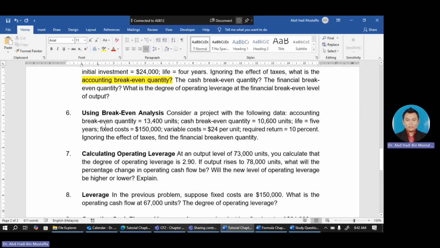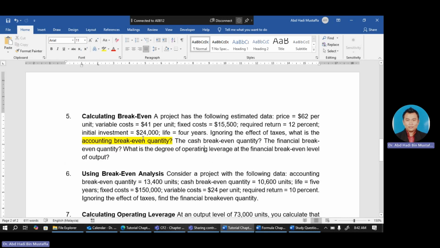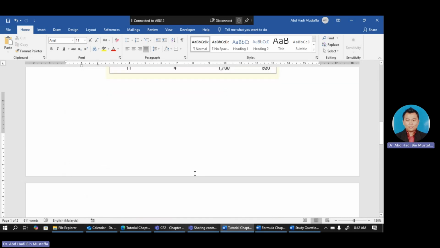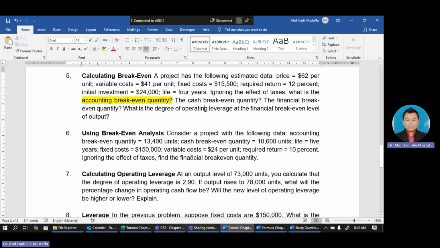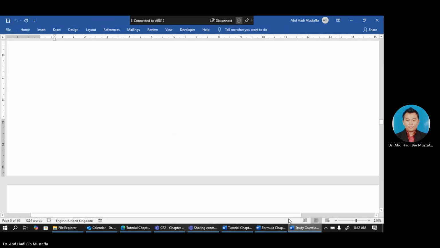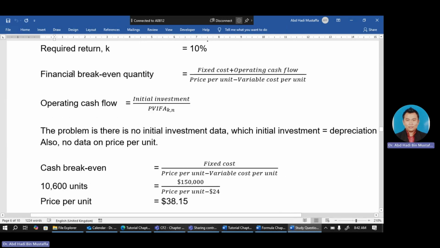Okay, so it is similar. Question number 6 is also the same set as question number 5 and question number 4. In question number 6, they ask you only for financial break-even. So just use financial break-even. These are the solutions for question number 6. They ask you for financial break-even quantity.